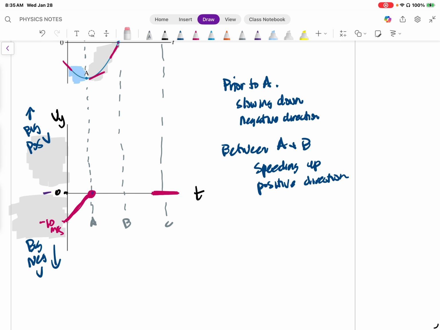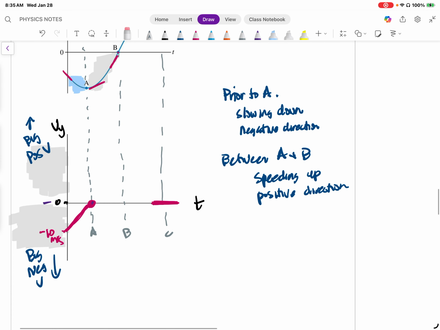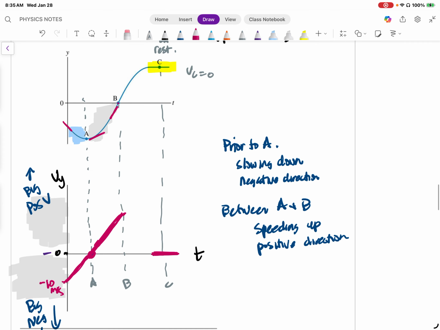We are speeding up, and we said the slope was positive from A to B. So that means we're speeding up in the positive direction. So I'm going to do something like this, right? I've got a positive slope on my velocity time graph, moving away from V equals 0. So we're speeding up, and we are on the positive side of that velocity time graph. All right, let's look from B to C.